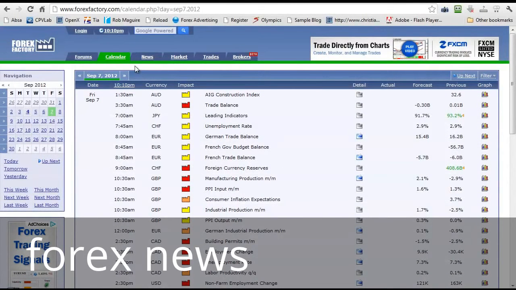So here I am on the Forex Factory homepage. They already show the news events for the current day here, but if you click on the calendar tab, you will have some more options.